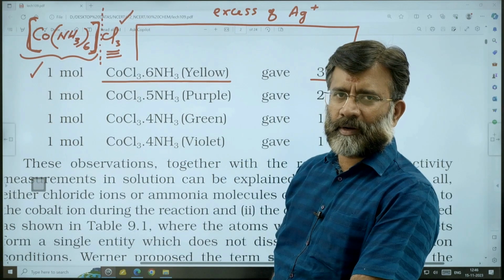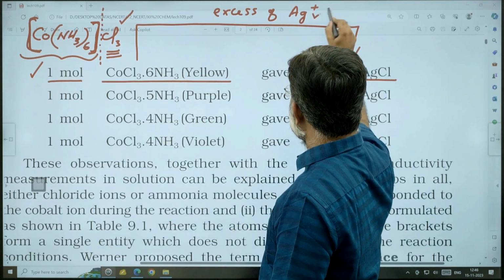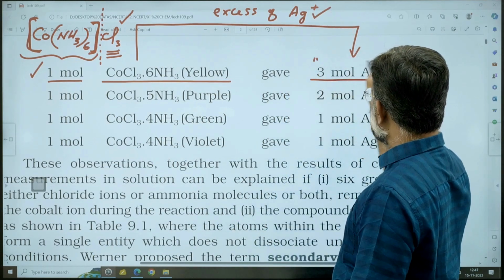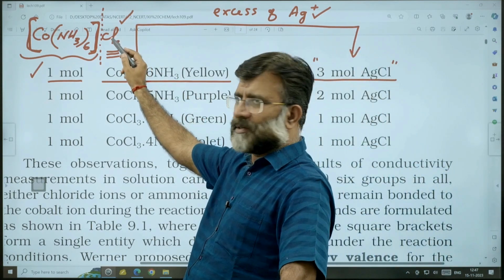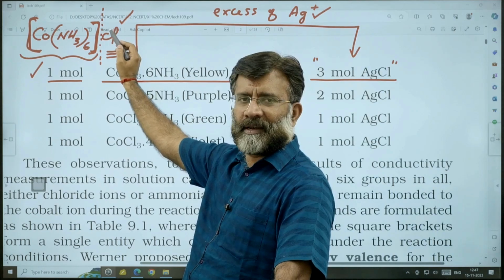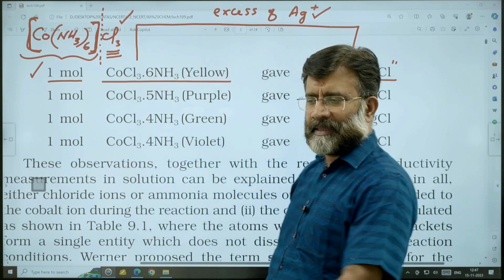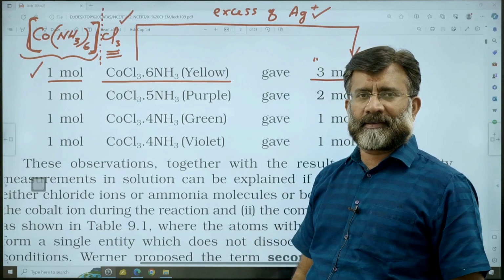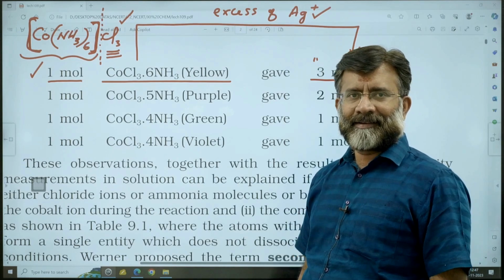So 3 chloride ions per mole of the complex interact with the Ag plus, and you are getting 3 mole AgCl precipitated. Ag plus interact with 3 mole of Cl minus, and you get 3 mole AgCl precipitated. That kind of experiment he conducted and was able to explain how the complex formula is coming.